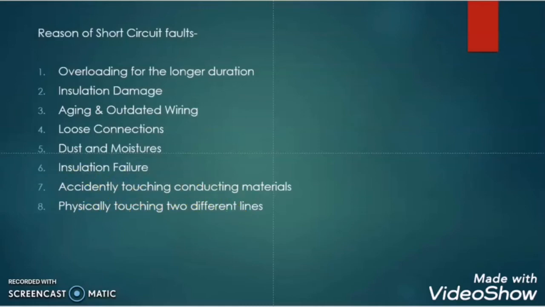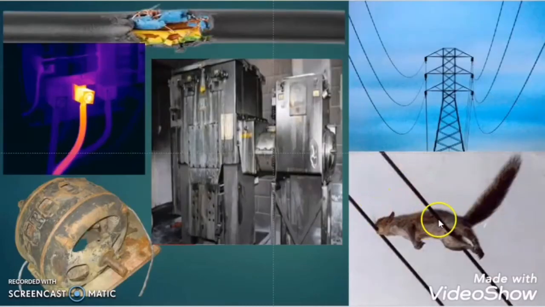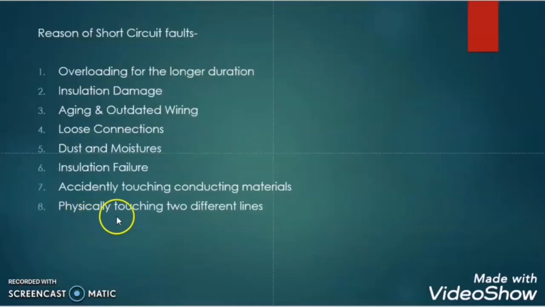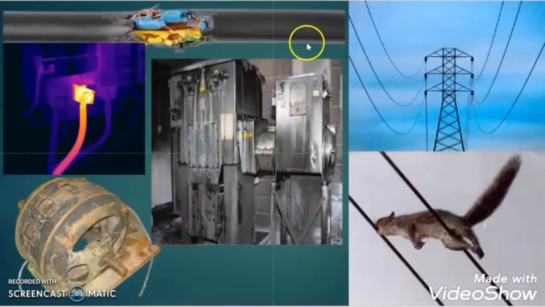Accidentally touching conducting material. Suppose in the transmission line, if snakes or any bird or animal touches two conductors at a time, it may cause a short circuit condition. The other reason is physically touching two different lines. Suppose in the transmission line or in the panels, if two phases touch each other, it can happen due to huge sags or due to wind.